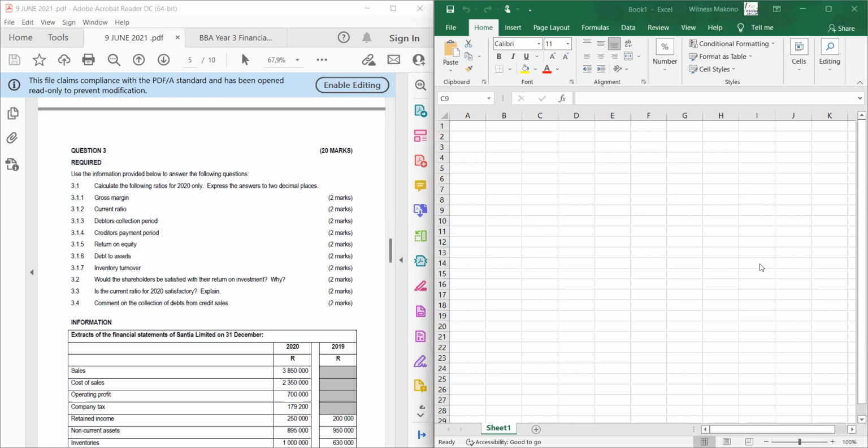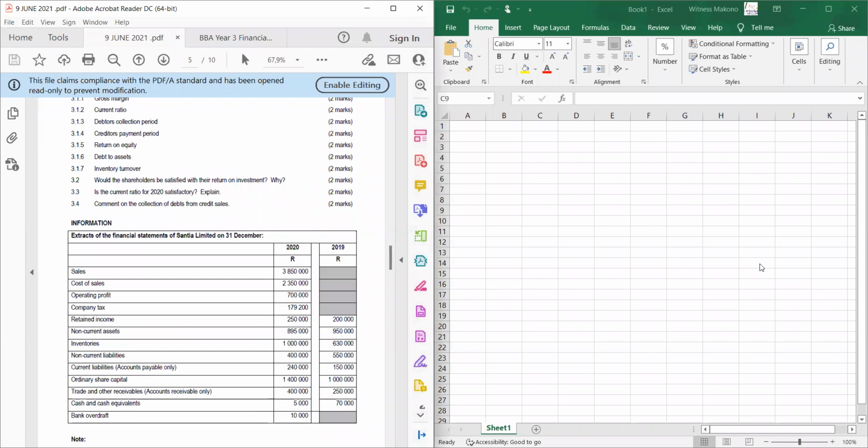These are like summaries of all the figures that you find in financial statements that are put in a certain language, which is called the ratio language. So these ratios tend to summarize the broader financial statements, and you can use them to compare from year to year. As you can see here, you've got extracts for financial statements of Sanchia Limited on 31 December 2019-2020. If we compare figures like this, it can be very difficult. But if you compare them as ratios, you would know what part of the business you are comparing.